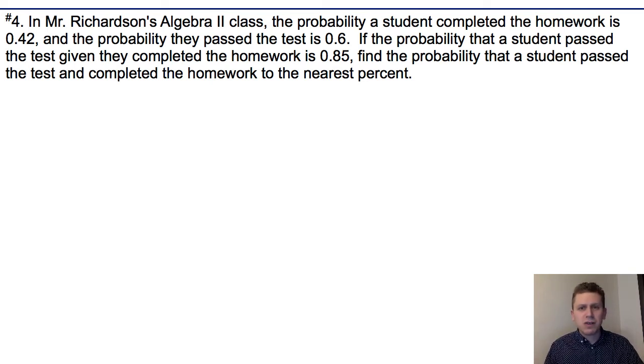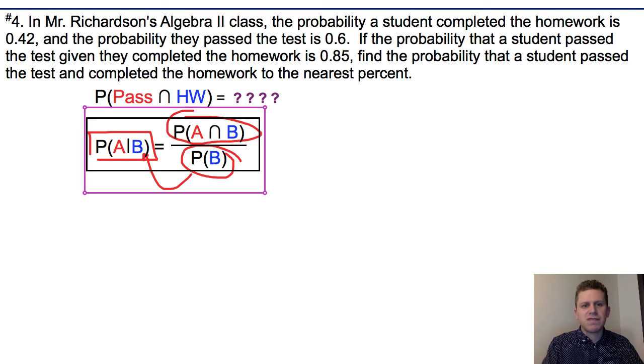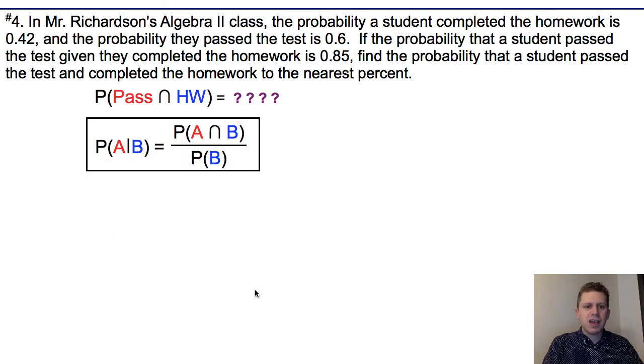First thing I do when I start one of these problems is figure out what we want to find. And I want to find the probability the student passed the test and completed the homework. So I want to find an intersection here of passed and homework. Of course, when we do that, we're still going to use the conditional formula here. So I'm still going to use this formula, and I'm just going to solve again for the numerator, just like I did on the last problem. So I should be given a conditional probability and the probability of the second piece of the condition. That's very important. Well, let's see what they gave us.